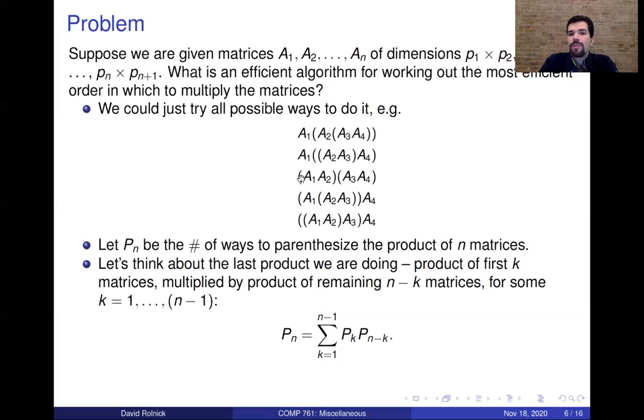The last multiplication might have been multiplying the first 10 in some order, and then the last 15, or it could have been the first 15 and the last 10, or it could have been all but one of them and then just multiplying by that last one. So yeah, this will give us all the possible ways to multiply. Questions?